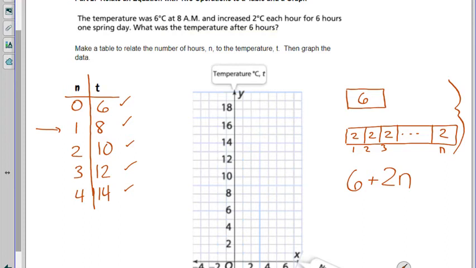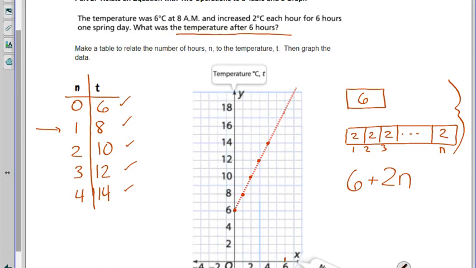It does ask us to graph it, so let's do that right now. There are my 5 points that I have, and let's connect them with a line. There we go. Now I could read this line graph for any number of hours. Now it does ask me, and I could use the table to do this by continuing out, but it asked me for the temperature after 6 hours.